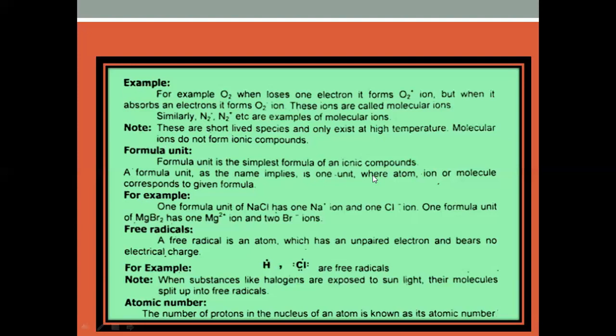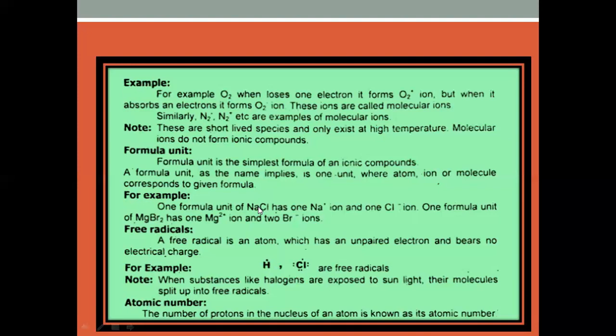The simplest formula of an ionic compound is called a formula unit. A formula unit, as the name implies, is one unit where the atom, ion, or molecule corresponds to the given formula. As I told you, sodium chloride and silica form giant structures, but we are not taking all the ions which are present in those giant structures.